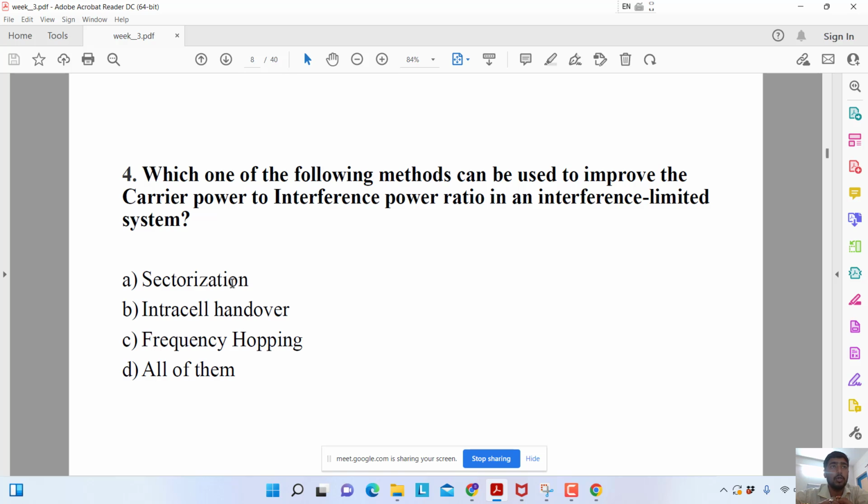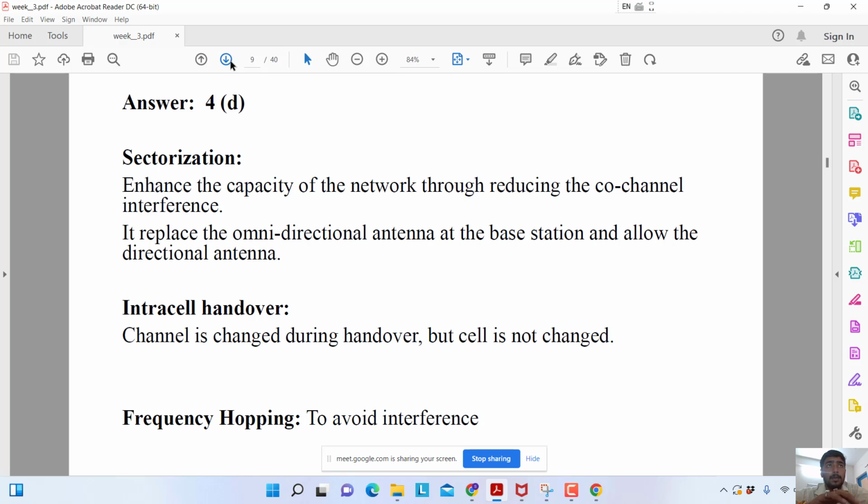Firstly, we will see the definition of all three. After that, we will comment. What is asked? We have to find which improves the carrier power to interference power ratio in an interference limited system. Okay. First, we will see the definition of sectorization.